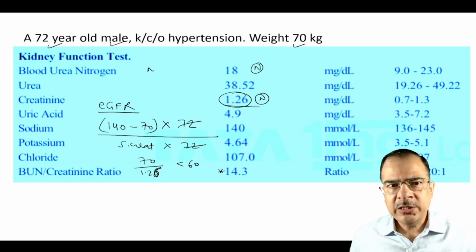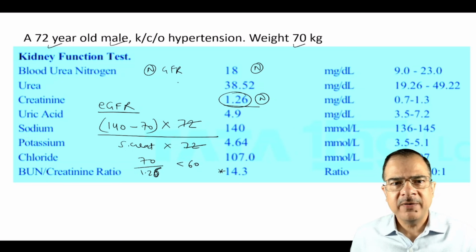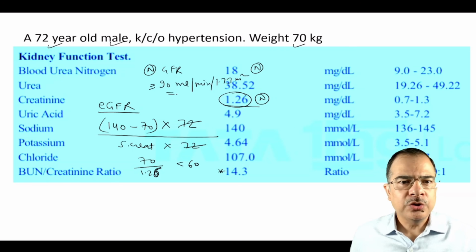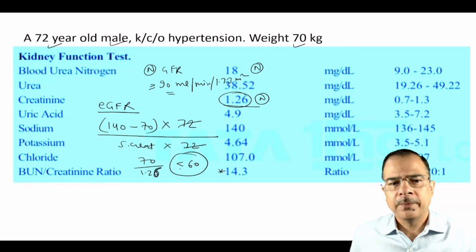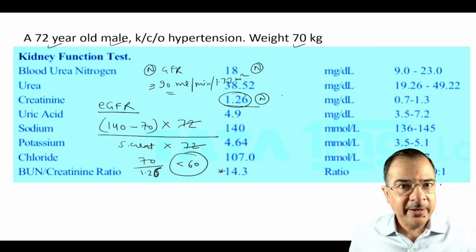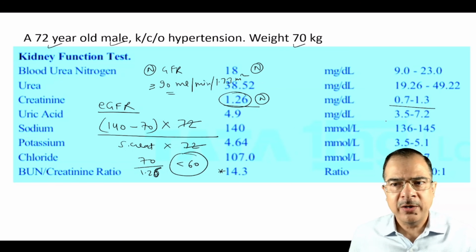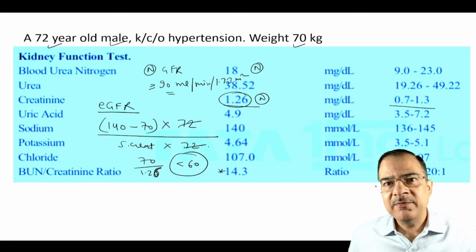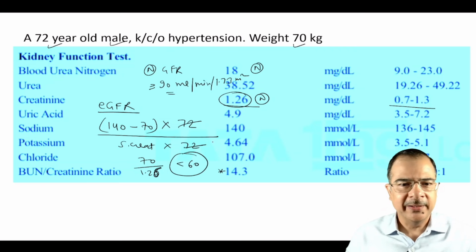Remember, normal GFR is greater than or equal to 90 ml per minute per 1.73 meter square area. So this GFR is low. Even though the creatinine was coming out to be normal according to this lab range, the GFR was coming out to be less than 60. So this is a low GFR. The patient is going into CKD.